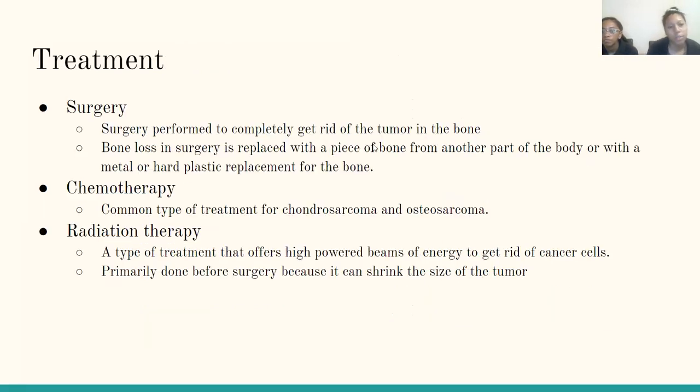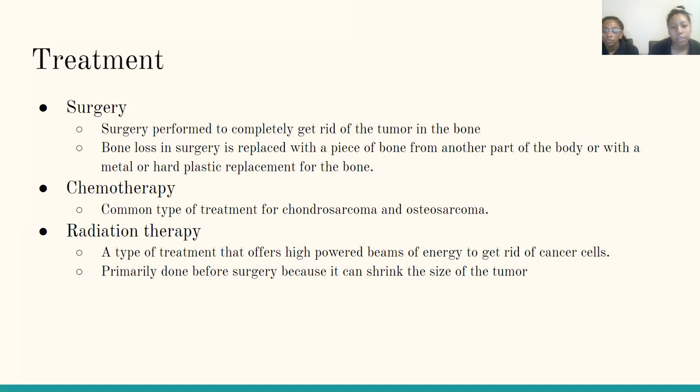So the different types of treatment include surgery, chemotherapy, and radiation therapy. Surgery is usually performed to completely get rid of the tumor in the bone, and bone loss in surgery is usually replaced with a piece of bone from another part of the body, or with a metal or hard plastic replacement for the bone. Chemotherapy is a common type of treatment for chondrosarcoma and osteosarcoma.